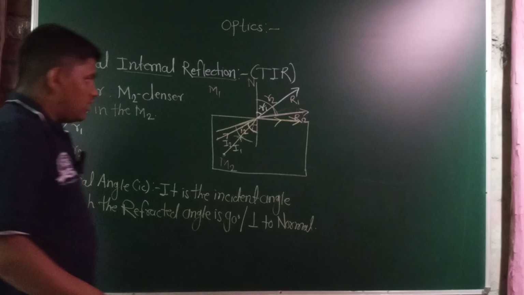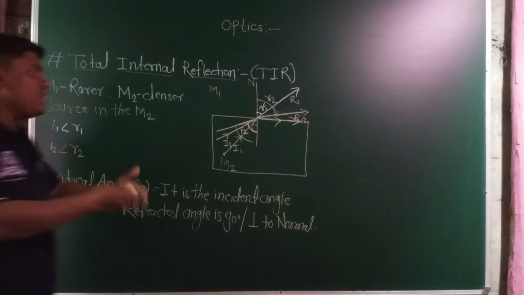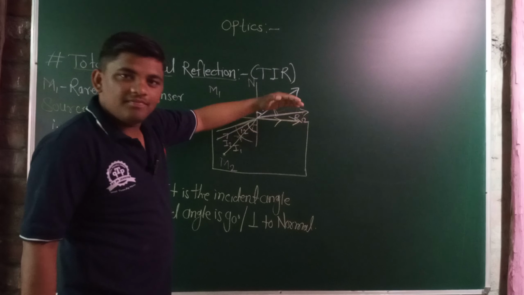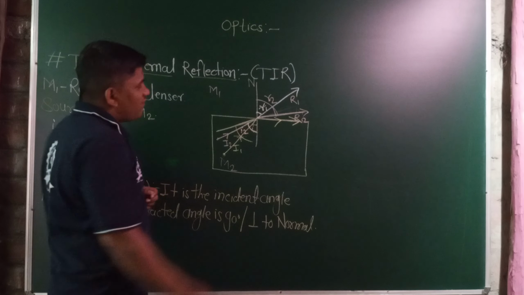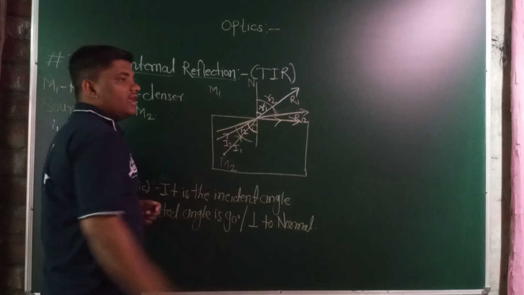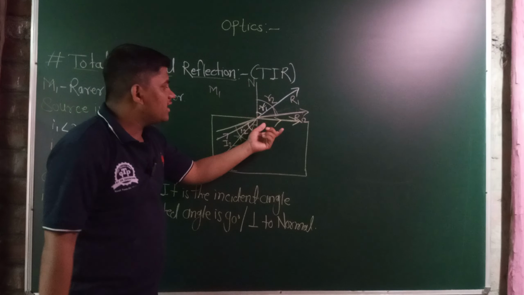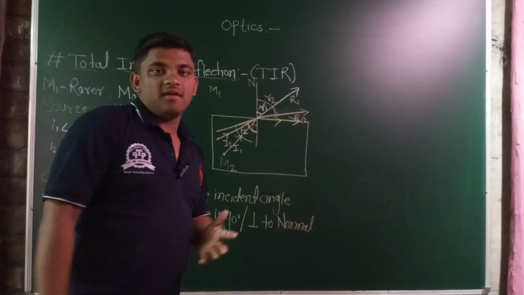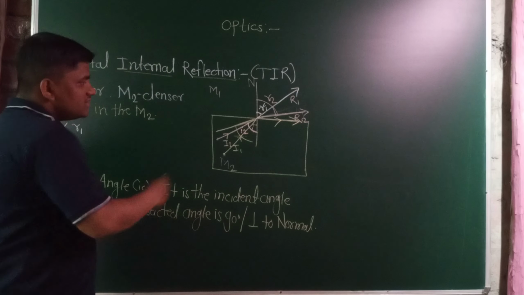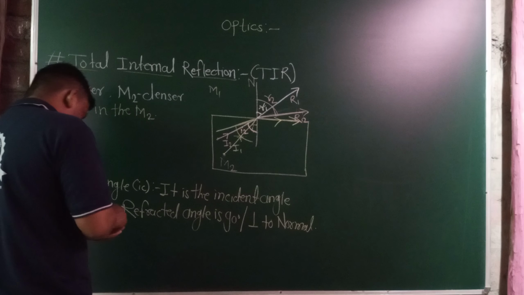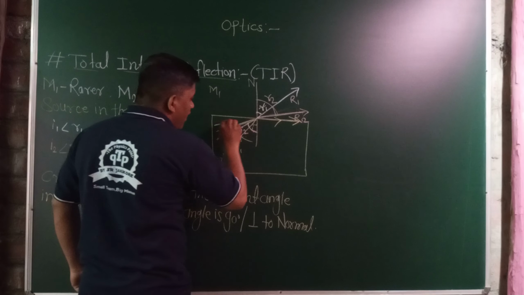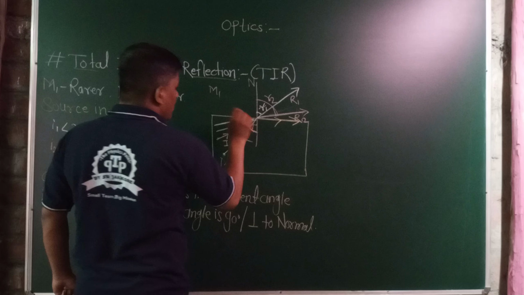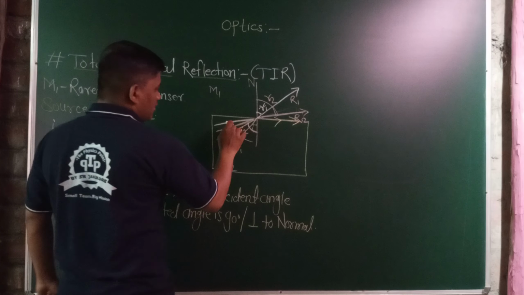If we again increase the incident angle, the refracted angle also increases, and the refracted angle is more than 90 degrees. It means the refracted ray comes completely into the same medium. Then in the same medium, they are reflected. Then we again increase the angle. This last angle is I prime.